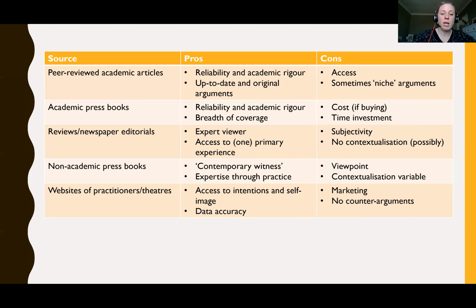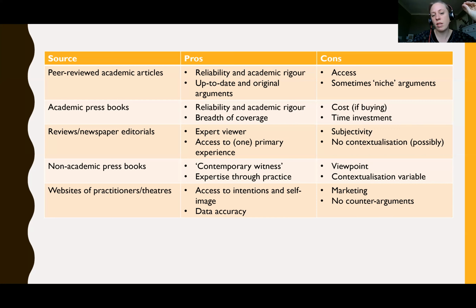Moving on to reviews and newspaper editorials. So the pros involve that you have an expert viewer, so someone who has a lot of experience viewing theatres, probably at the theatre all the time. So there's this expertise of knowing a scene, knowing what is currently going on there. And you have access to a primary experience, so to someone's own experience of seeing work very immediately, and also much more up to date than any academic material could be, because it takes years to publish any kind of academic piece of writing, whereas newspaper reviews come out within days of something going on.